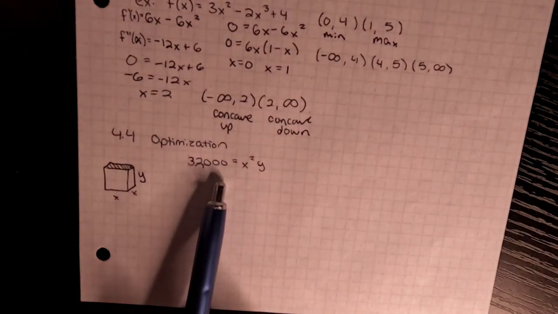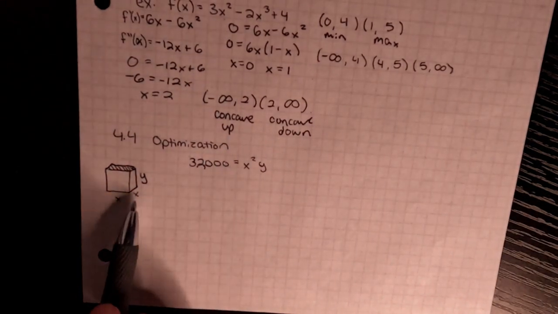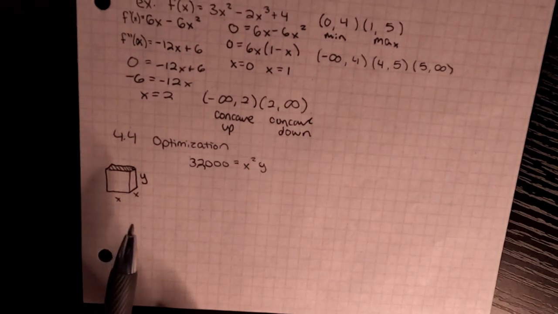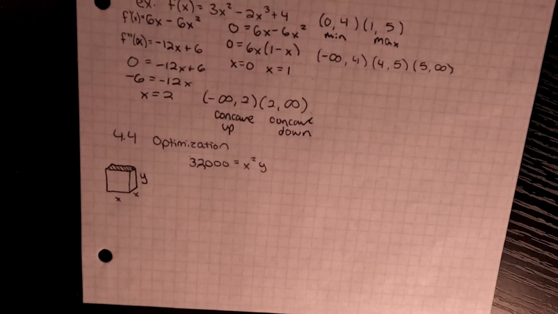So that's going to be your volume equation, since x times y gives you your volume. And then it wants to know what dimensions of the box minimize the amount of material. So that's asking for surface area.